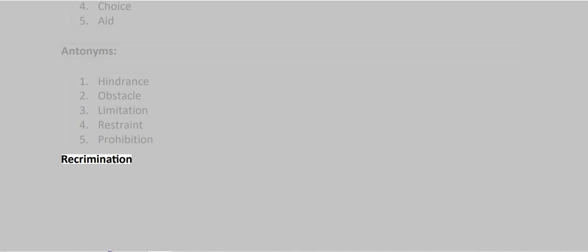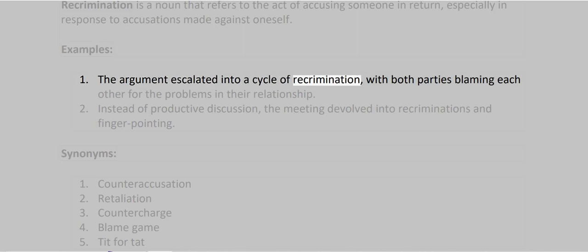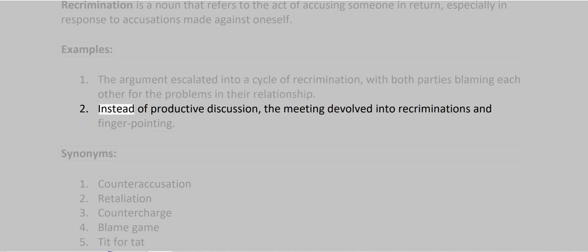Recrimination. Recrimination is a noun that refers to the act of accusing someone in return, especially in response to accusations made against oneself. Examples. 1. The argument escalated into a cycle of recrimination, with both parties blaming each other for the problems in their relationship. 2. Instead of productive discussion, the meeting devolved into recriminations and finger-pointing.